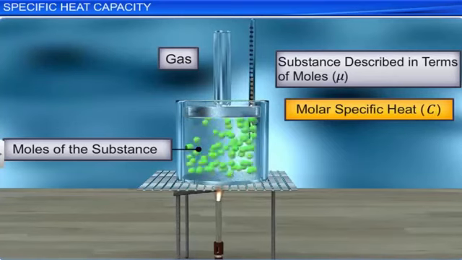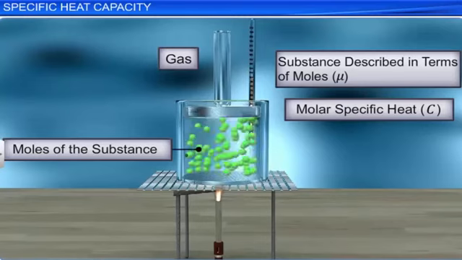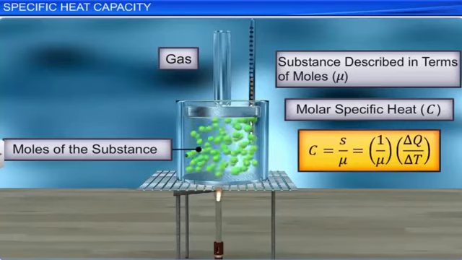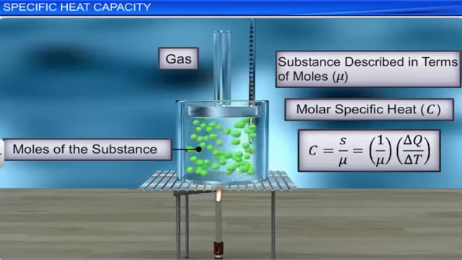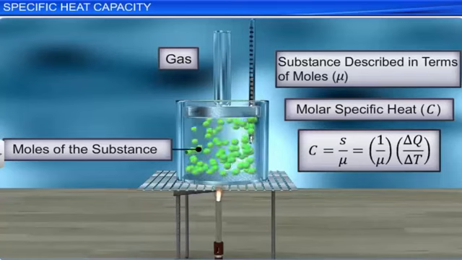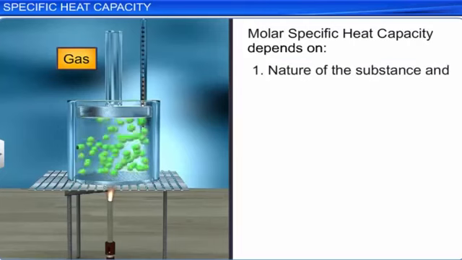The molar specific heat capacity of a substance is defined as heat capacity per mole of the substance. This is given by C equals S by mu equals 1 by mu into delta Q by delta T. The SI unit of molar specific heat capacity, C, is joules per mole Kelvin. Molar specific heat capacity also depends on the nature and temperature of the substance.